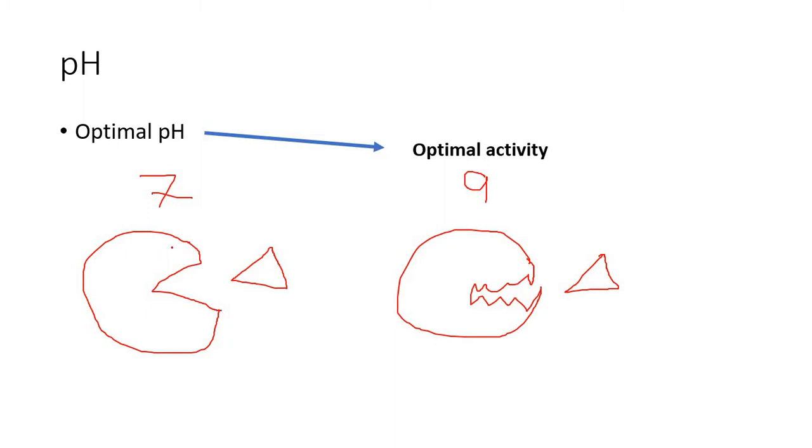The same thing happens if we decrease the pH, let's say to below 5. In that case also, the active site structure will be altered, and the enzyme will not be able to bind its substrate. So this enzyme will be able to bind the substrate only in this particular structure, which is maintained at pH 7. At pH 9 and pH 5, the structures are altered, and as a result they cannot bind. Hence we call this the optimal pH.